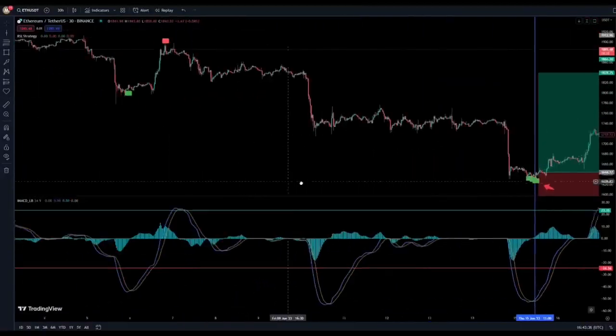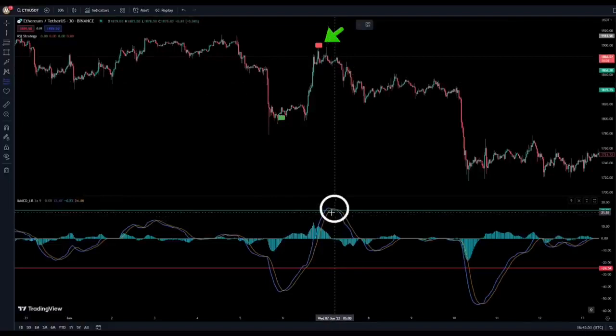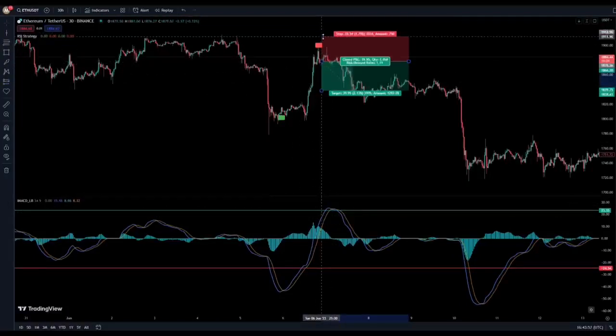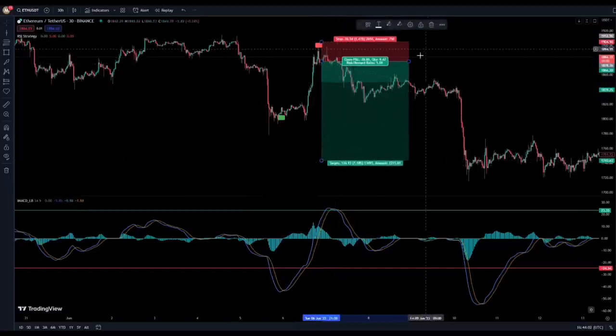Let's see some more signals from this indicator. Here it has given a sell signal, and also we got a crossing which is on the green line. I enter a sell trade in this position and set my stop loss above the last swing. Look how much the price has fallen.